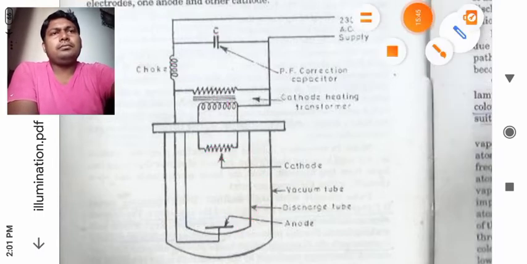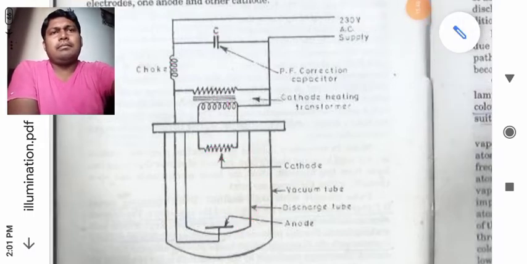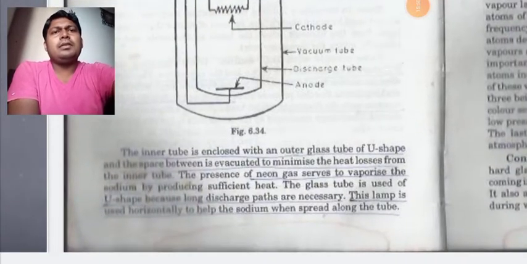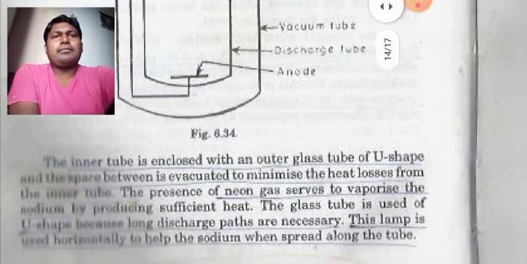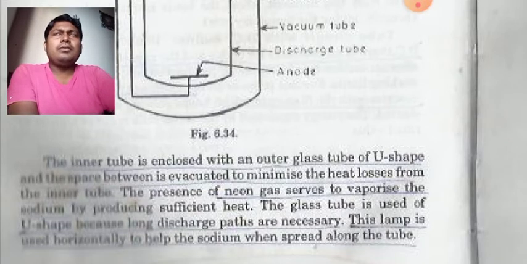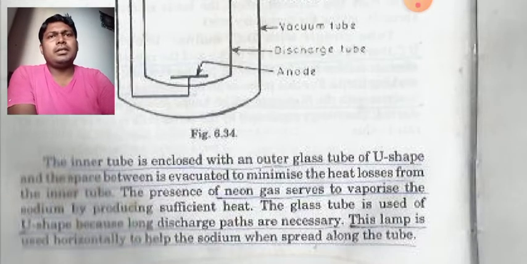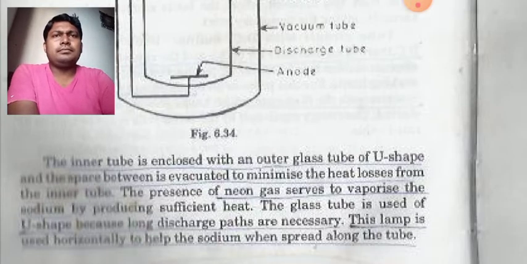Now the inner tube is enclosed with an outer glass tube of U shape, and the space between them is evacuated to minimize the heat losses from the inner tube. The presence of neon gas serves to vaporize the sodium by producing sufficient heat.